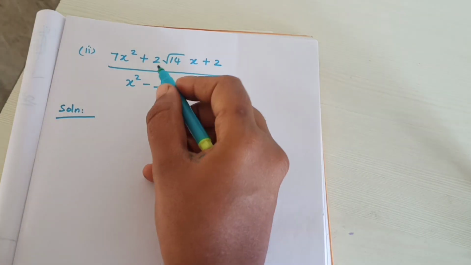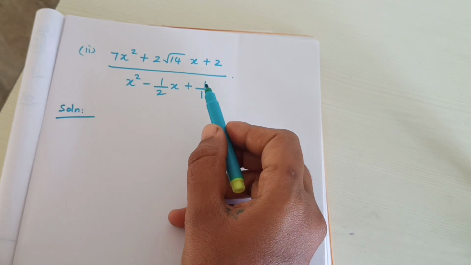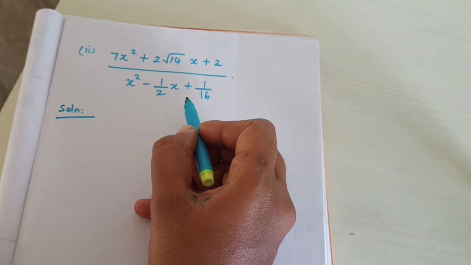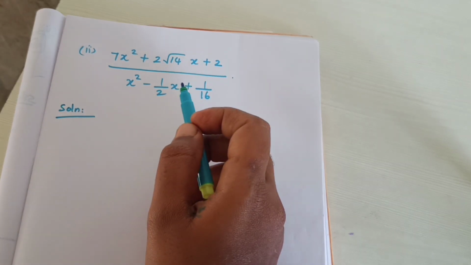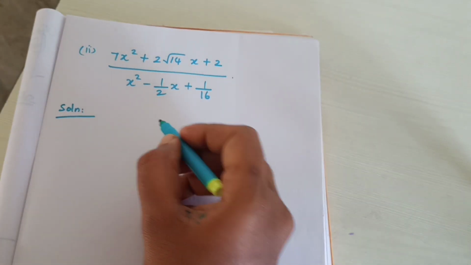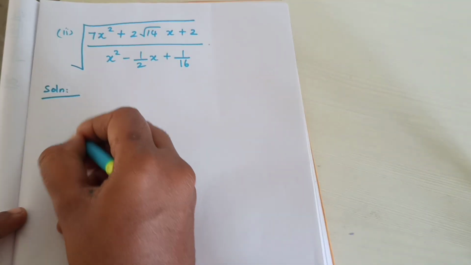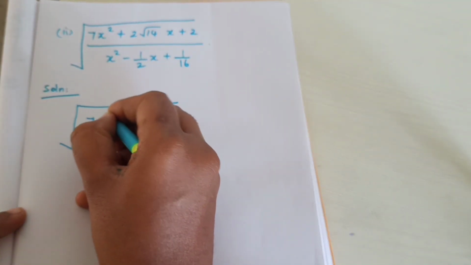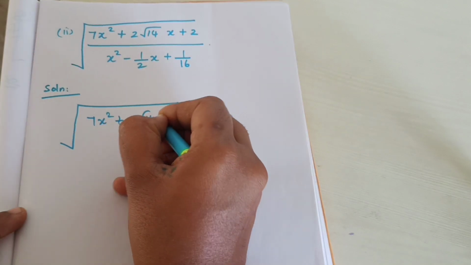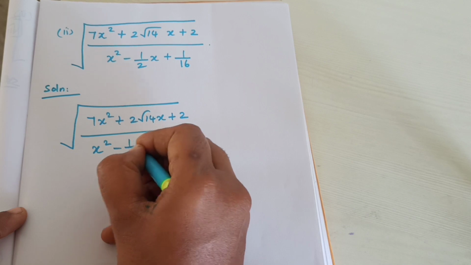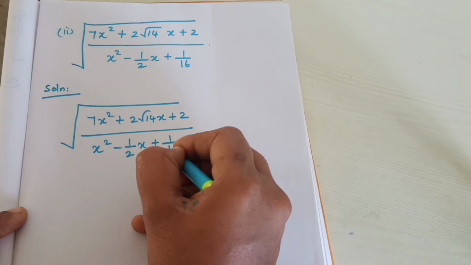The second question: 7x square plus 2 root 14x plus 2 divided by 2x square minus 1 by 2x plus 1 by 16. Here also you need to find the square root value only. So square root of, got it? Which is equal to square root of 7x square plus 2 root 14x plus 2 divided by x square minus 1 by 2x plus 1 by 16.